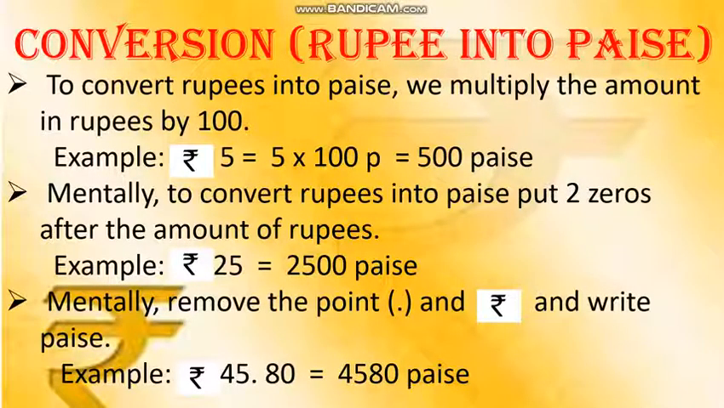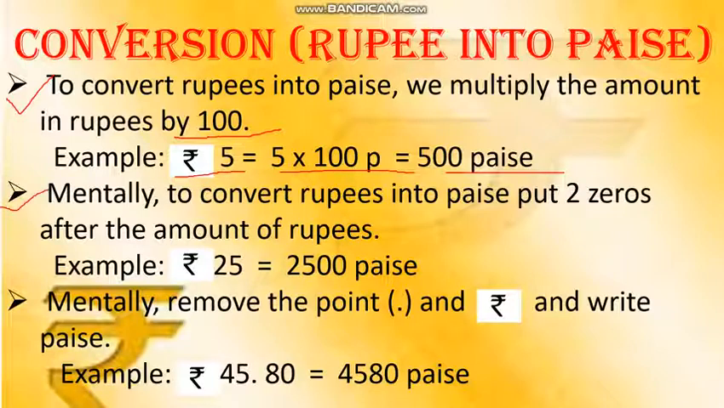Conversion of money. Rupees into paise. To convert rupees into paise, we multiply the amount in rupees by 100. Look at this example. Rupees 5 multiplied by 100 paise equals 500 paise. To convert rupees and paise into paise, we multiply the amount in rupees by 100 and add the number of paise to it.